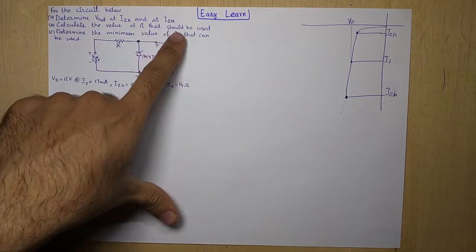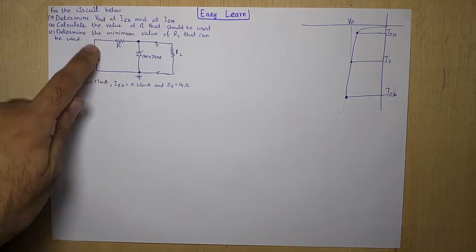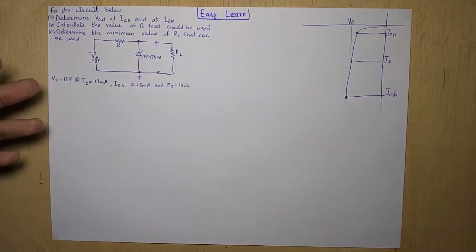Calculating the value of R that should be used. This is the value of R. We want to calculate this value when there is no load connected. I will also explain it when we are going to calculate.